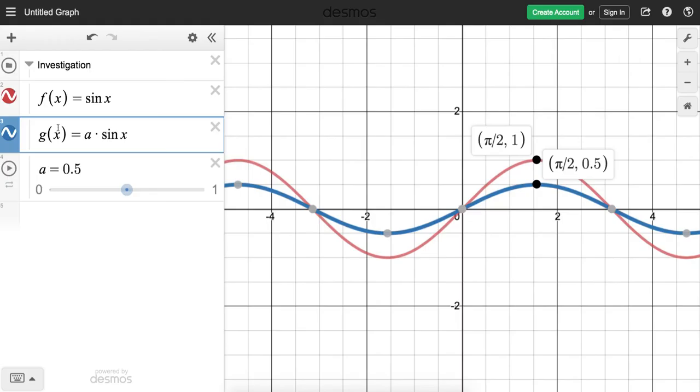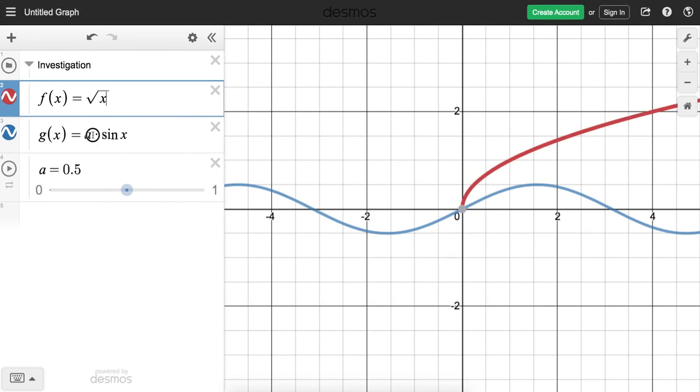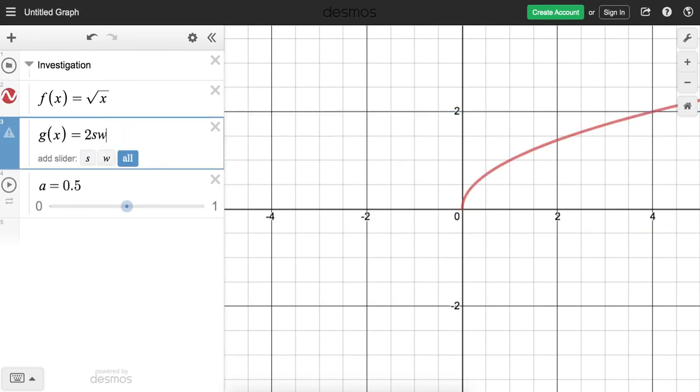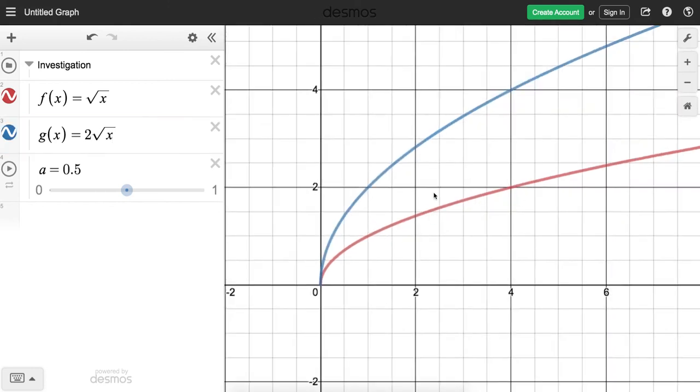And if we want to see that, we can just go ahead and type in the square root of x. And we can do 2 times the square root of x. And notice how with this one, it pulls the graph vertically away from the x-axis. So my original point here at x equals 2 was 1.414. Now with x equals 2, I'm at 2.828, which is twice the amount of 1.414. So again, our points now are twice as far away from the x-axis as they used to be.